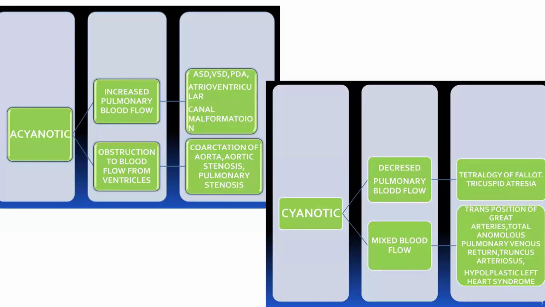And under the cyanotic grouping, we have lesions that decrease pulmonary blood flow, and those that mix blood flow. From the decreased pulmonary blood flow group, you get tetralogy of Fallot and tricuspid atresia. And those that cause mixing of blood are usually transposition of great vessels, total anomalous pulmonary venous return or drainage, truncus arteriosus, and hypoplastic left heart syndrome.